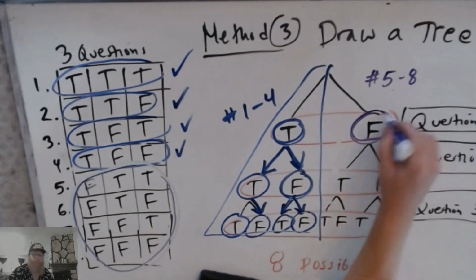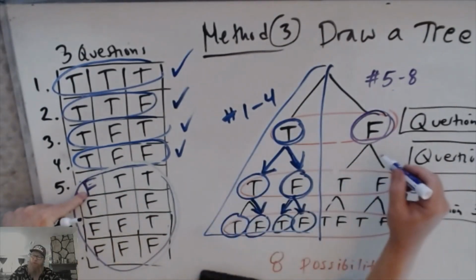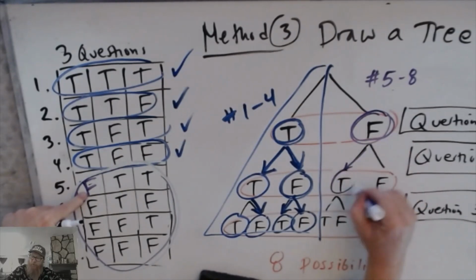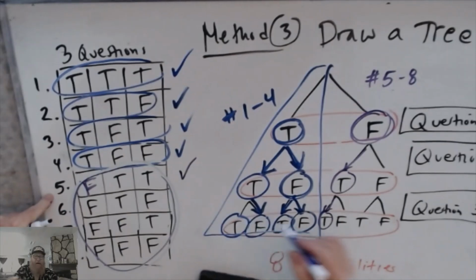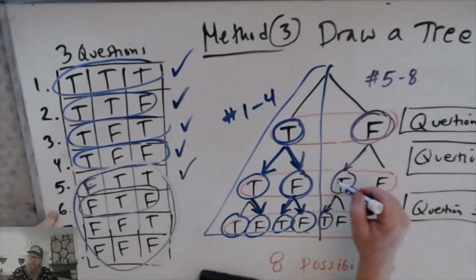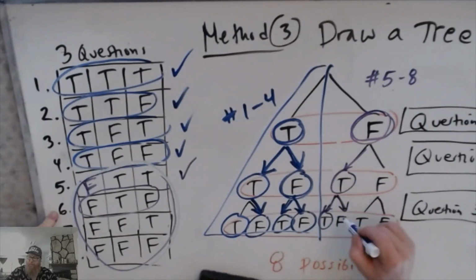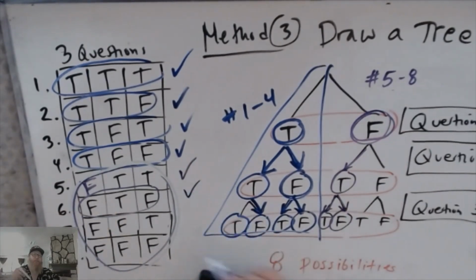Possibilities number 5 through 8. If you start with false, let's just do a couple of these. So false, true, true would go false, and then true, and then true. So that would be possibility number 5. For number 6, we would go false, true, and then false. We'd end up here.